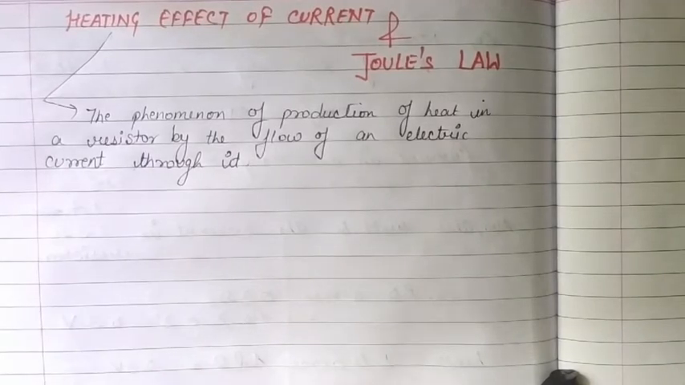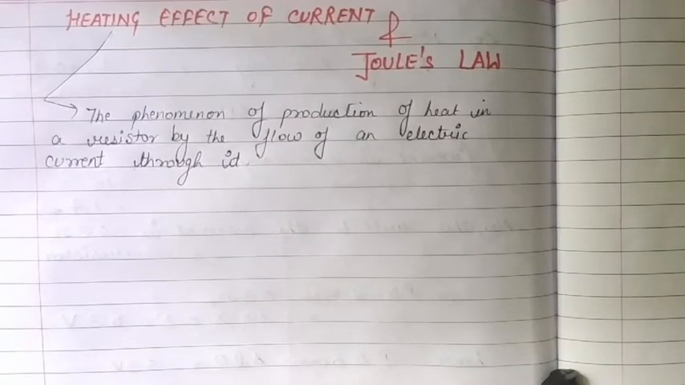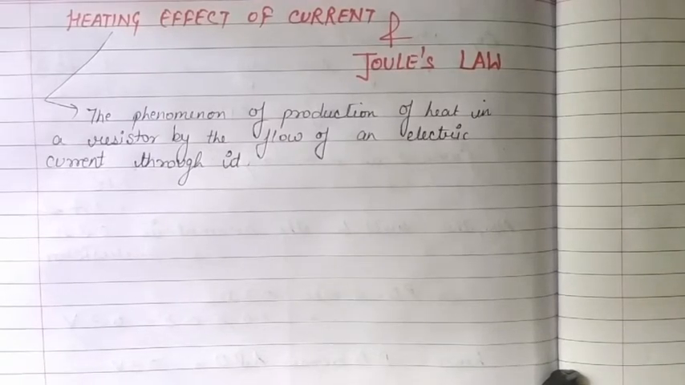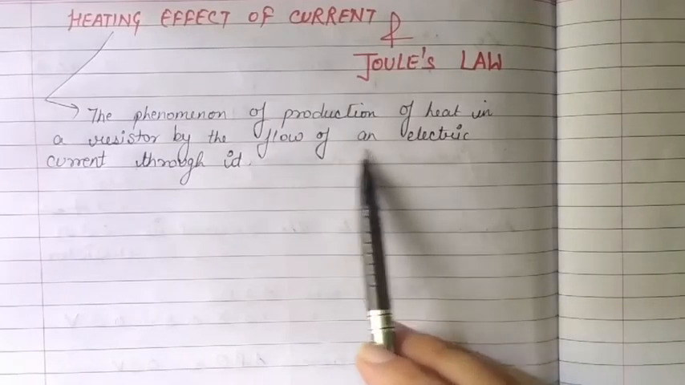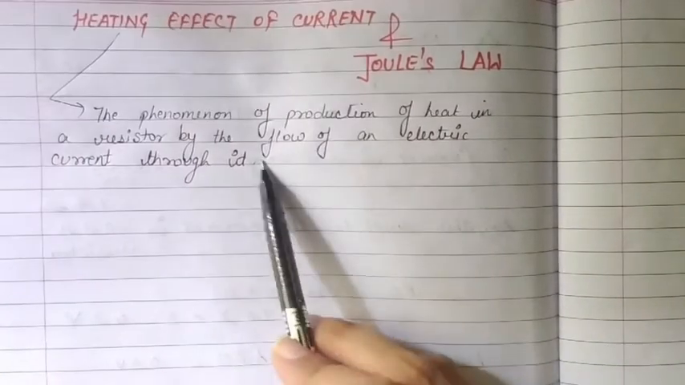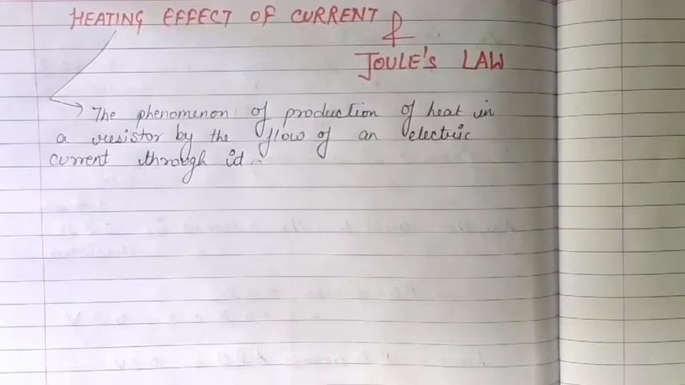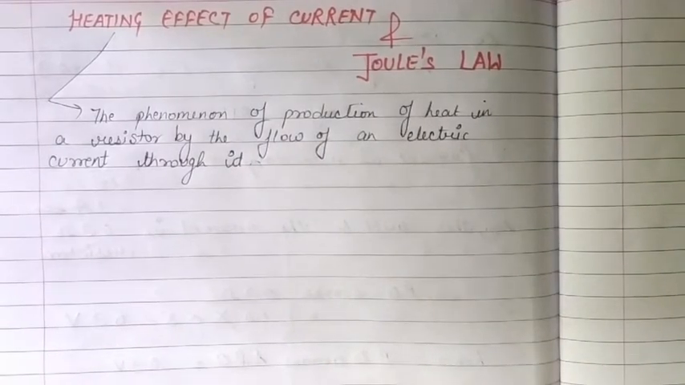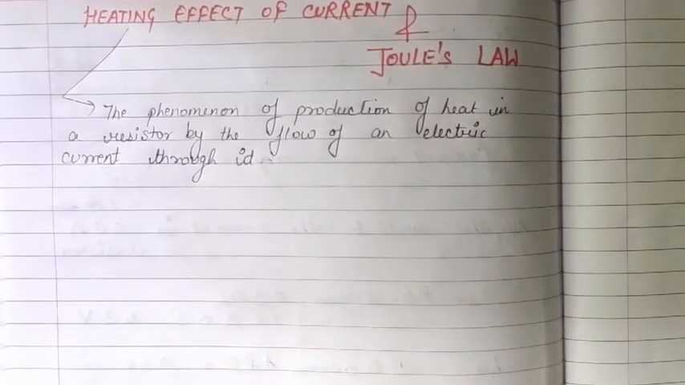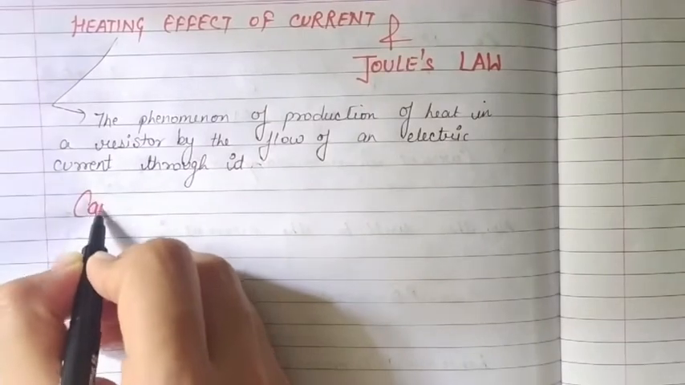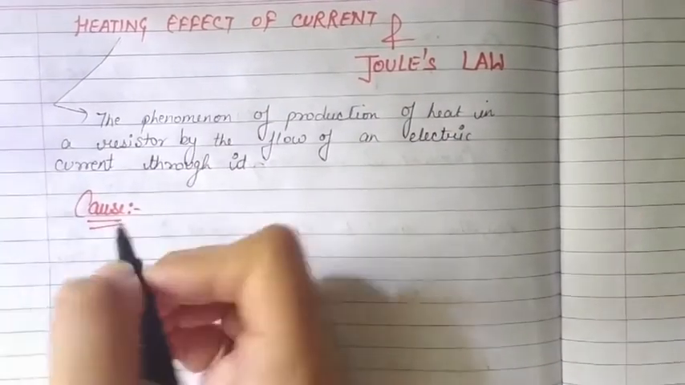Means the energy of the source that is being dissipated, it all will dissipate in the form of heat energy produced in those resistors. So this phenomenon of production of heat energy because of the flow of electric current through the resistor is called heating effect of current. Now the point is, what is the cause of this heating effect of current? The most important thing to know is the cause behind this phenomenon, right?